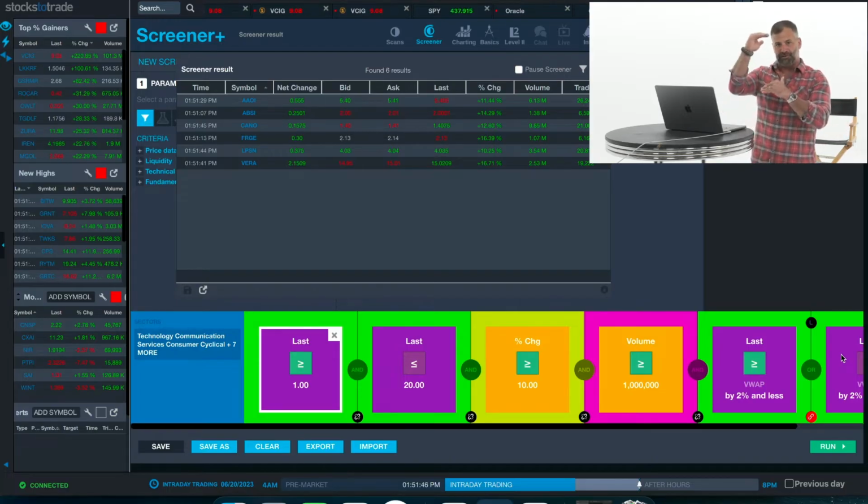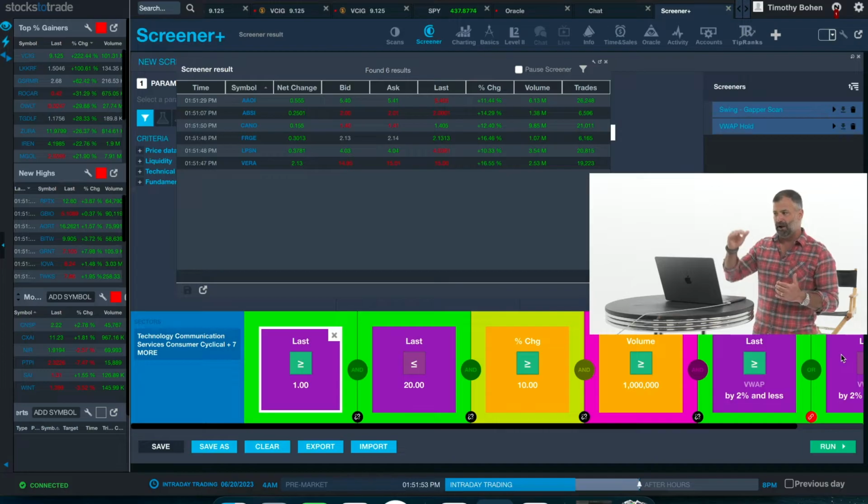With that 2% above or below, that's that VWAP hugging action, you'll hear me use that term a lot. So now that stock is riding around VWAP. You can see we're trending in the afternoon right now.